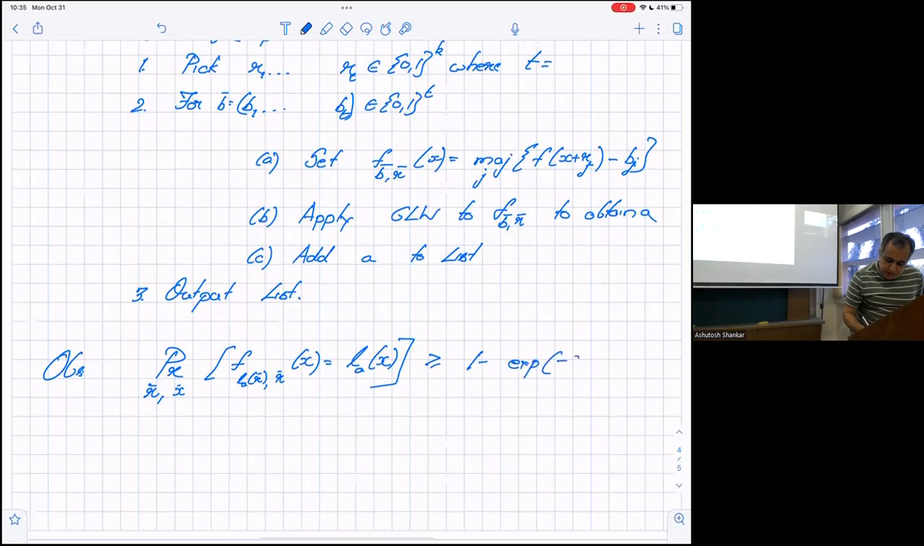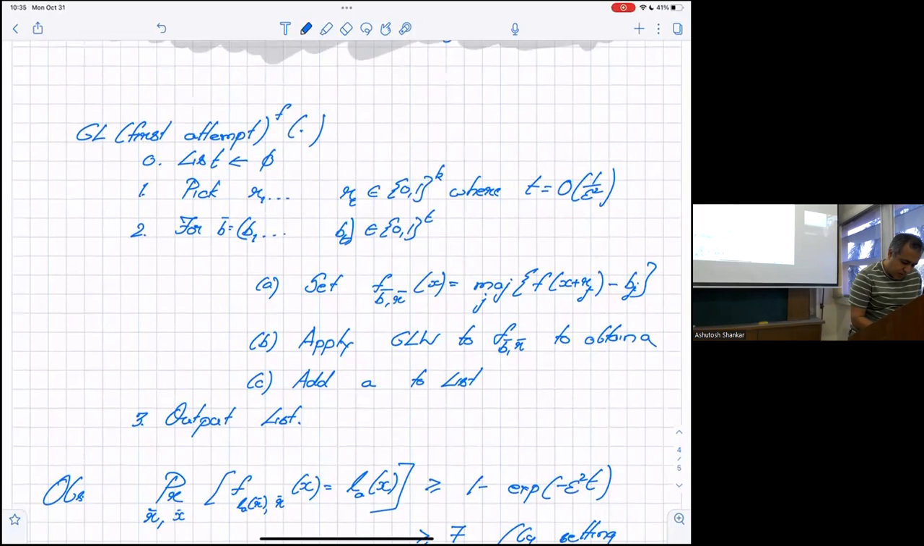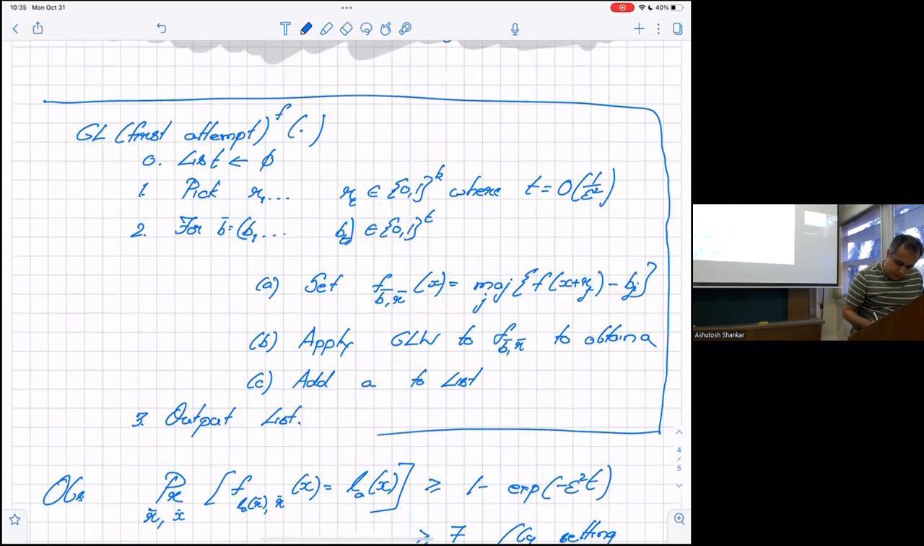Therefore, I can certainly make this at least some constant by setting t to be of order 1 over epsilon squared. So just pick order 1 over epsilon squared random locations. So let's look at this algorithm. We are not doing anything to it yet, but already there's something magical going on.